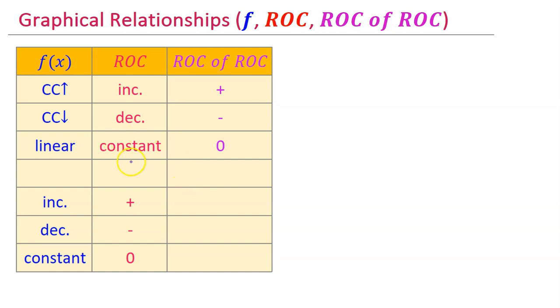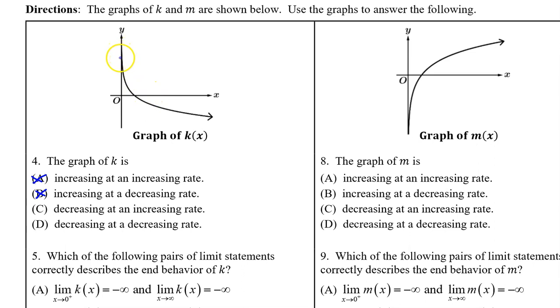The part that's relevant to this question is the part that says, if the original function is concave up, the rate of change is increasing. If f is concave down, the rate of change is decreasing. We can see that k of x is concave up. So therefore, the rate is increasing. That means the answer is C.